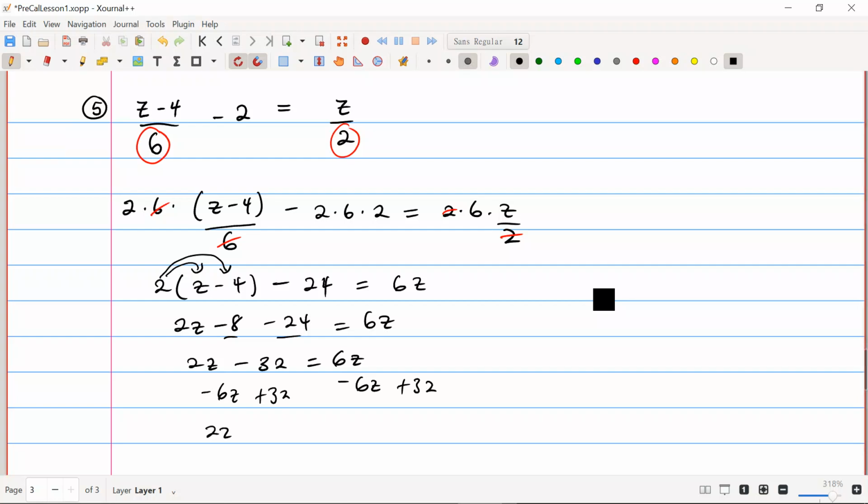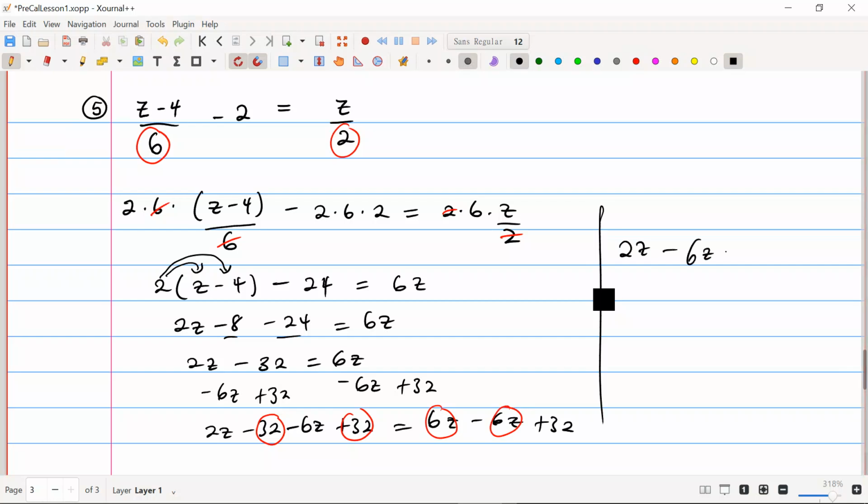So I'm going to have 2z minus 32 minus 6z plus 32 equals 6z minus 6z plus 32. Now if I do this, minus 32 and plus 32 will cancel, so they will go to 0, and 6z minus 6z will go to 0 as well. So I'm going to have 2z minus 6z equals 32. Okay, 2z minus 6z is negative 4z. I have 32 here. So one thing I have to do is divide both sides by negative 4.